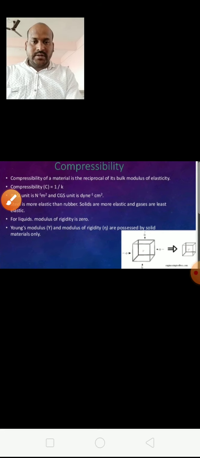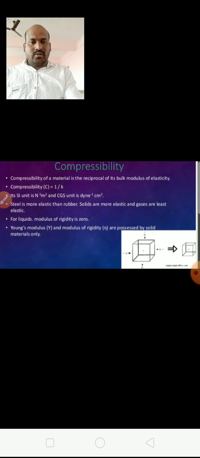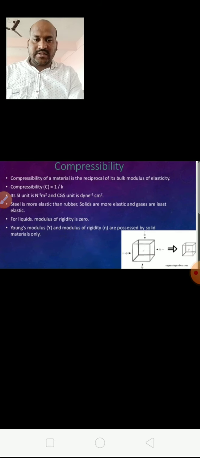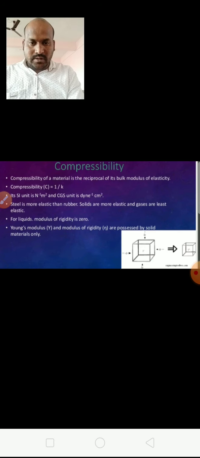So compressibility is the reciprocal of the bulk modulus of elasticity. We can see the compressibility of a material is the reciprocal of the bulk modulus of elasticity. So K is the bulk modulus, so the reciprocal, that's why 1 by K. The SI unit and the dimension formula are reversed from the bulk modulus, that is, Newton per meter square becomes meter square per Newton.